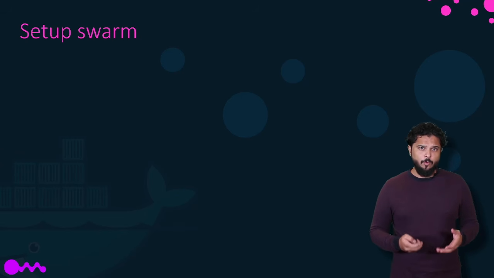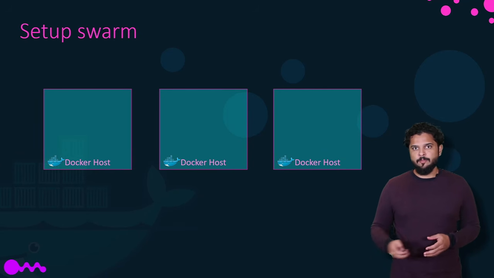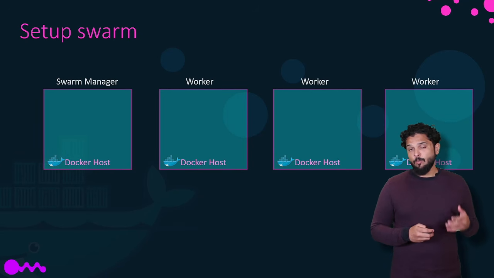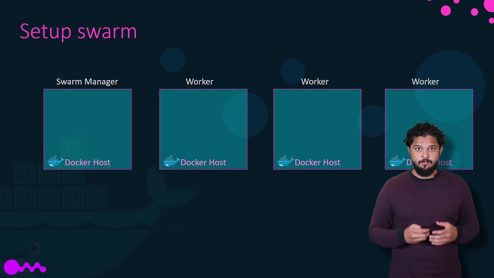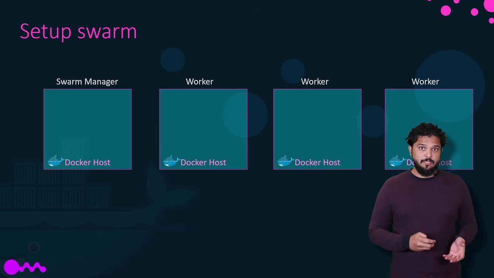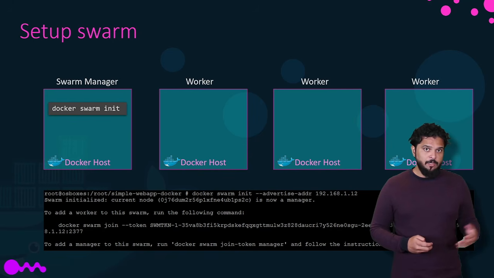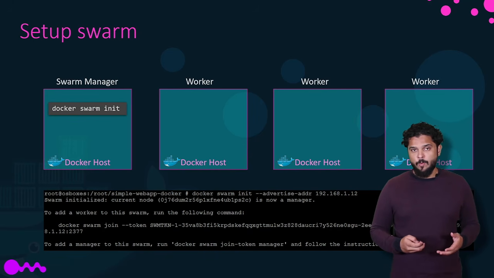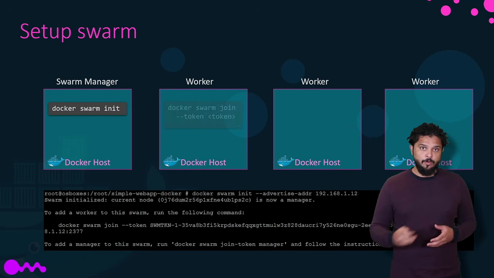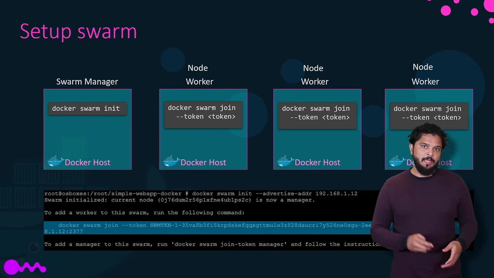To set up a Docker Swarm, you must first have multiple hosts with Docker installed on them. Then you must designate one host to be the manager or the master, or the Swarm manager as it is called, and others as slaves or workers. Once you're done with that, run the docker swarm init command on the Swarm manager, and that will initialize the Swarm manager. The output will also provide the command to be run on the workers. So copy the command and run it on the worker nodes to join the manager.